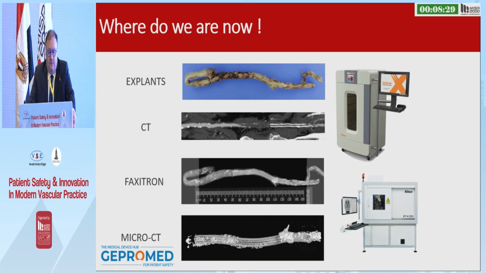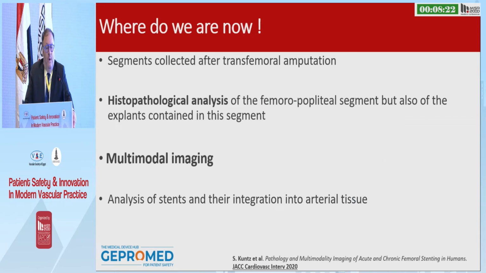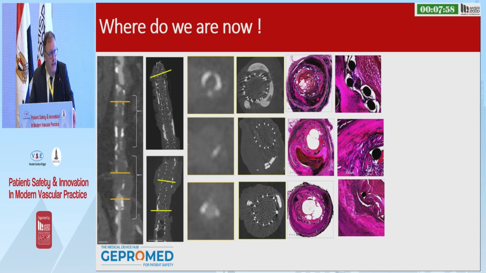We have the faxitron images to evaluate the amount of calcification, and finally, we have the micro CT. We have these segments collected, of course, after transfemoral amputation, and we did histopathological analysis on these segments as well as multimodal imaging, and we were able to analyze the stents on the interaction with the arterial tissue. We published that recently. Here, you can see different images.